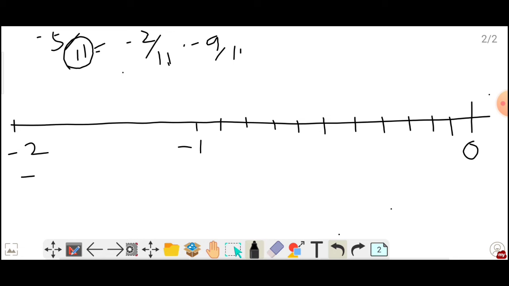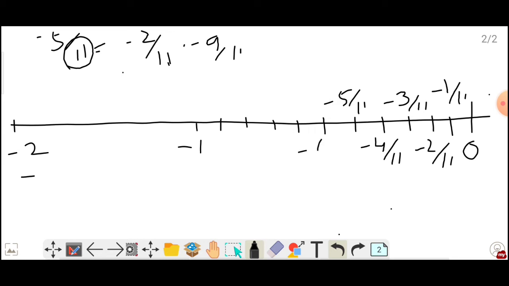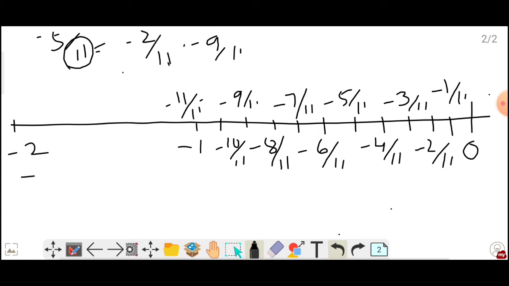We need to locate minus 2 by 11. Before that we are going to write the points. This one is minus 1 upon 11. This point is minus 2 by 11. This one minus 3 by 11. Minus 4 by 11. Minus 5 by 11. Minus 6 by 11. Minus 7 by 11. Minus 8 upon 11. Minus 9 upon 11. This one is minus 10 upon 11. Last one, minus 11 upon 11.